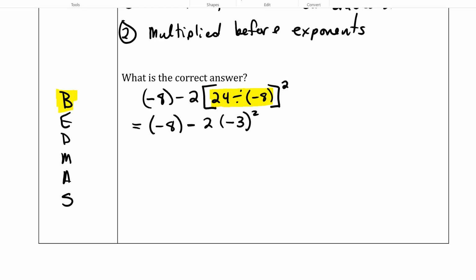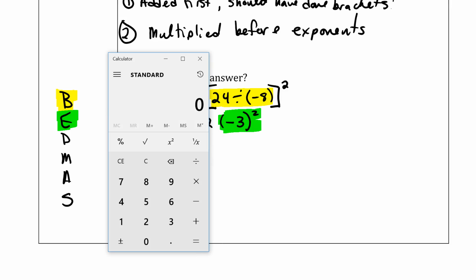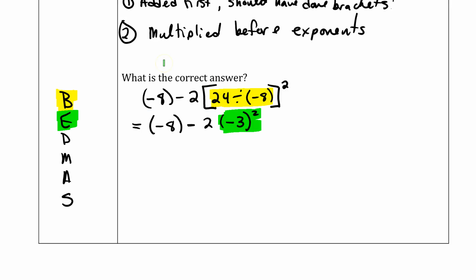So then the next thing we need to do is exponents. And we do see that there are exponents. Now here's the tricky thing. We have -3 in brackets, so that's what's going to be squared. So I'm going to say negative 3, I'm going to square it. It's going to be +9. So when I rewrite this, I don't want to be drawing in highlighter. So -8 minus 2 times +9.